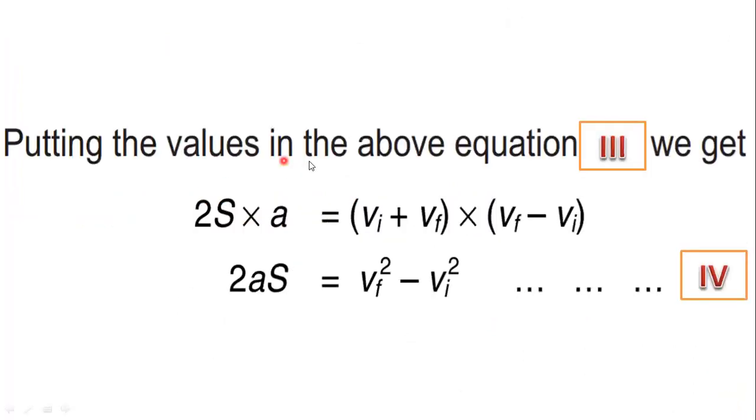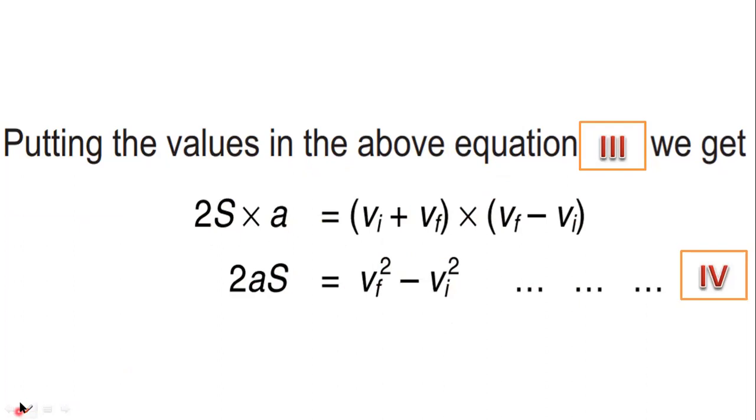Now putting the values in equation 3, we get 2S into A, which is equal to (VI plus VF) into (VF minus VI). So 2AS is equal to VF square minus VI square. This is our third equation of motion.